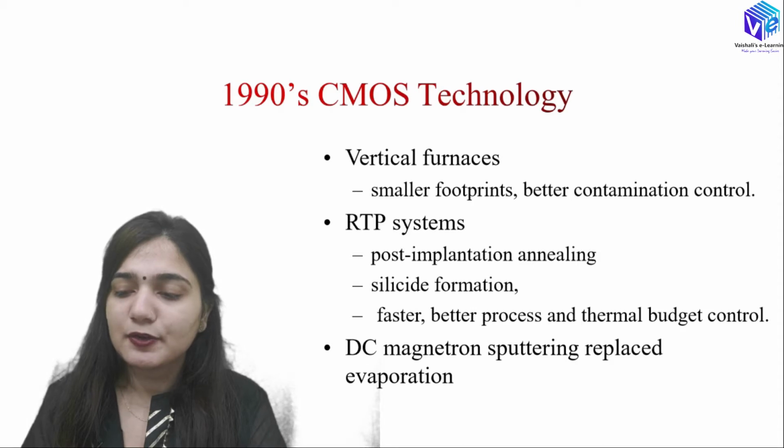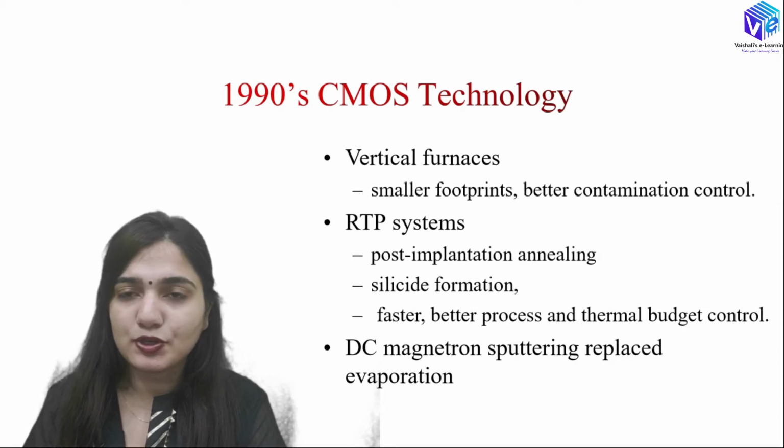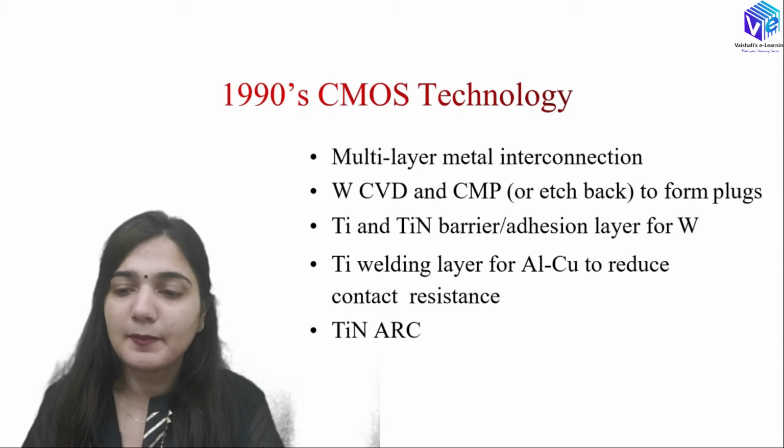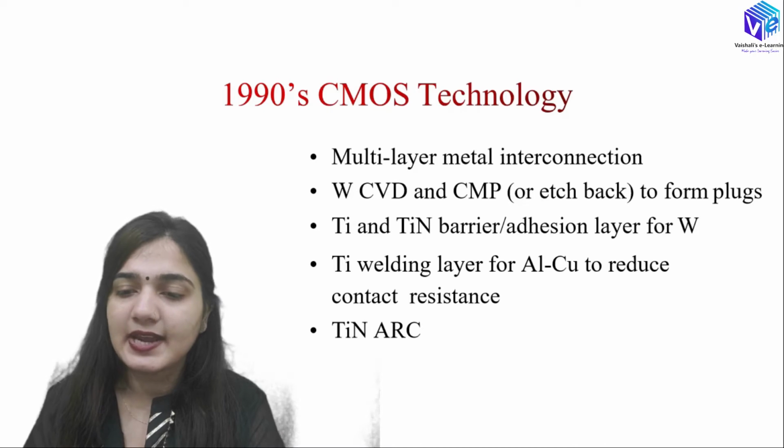So DC magnetron sputtering replaced the evaporation, right? So all of these are the changes. Now coming to the interconnection, we were having the multi-layer interconnection in the 1990s. We are going to see it with the help of pictures as well. The tungsten CVD and the CMP was used to form the plugs, and the titanium and the titanium nitride barrier and the adhesion layer is used for the tungsten.